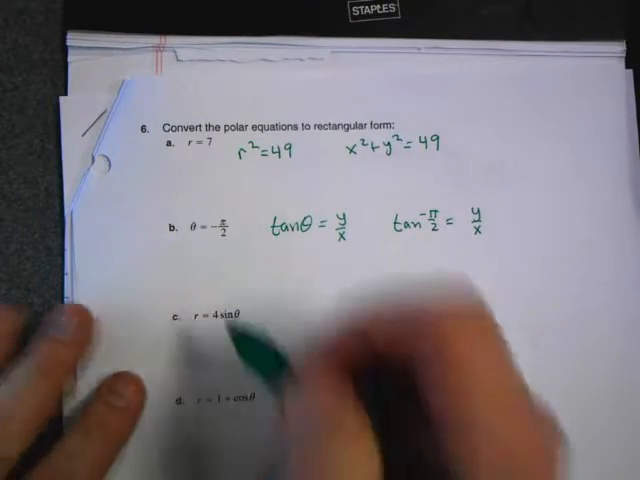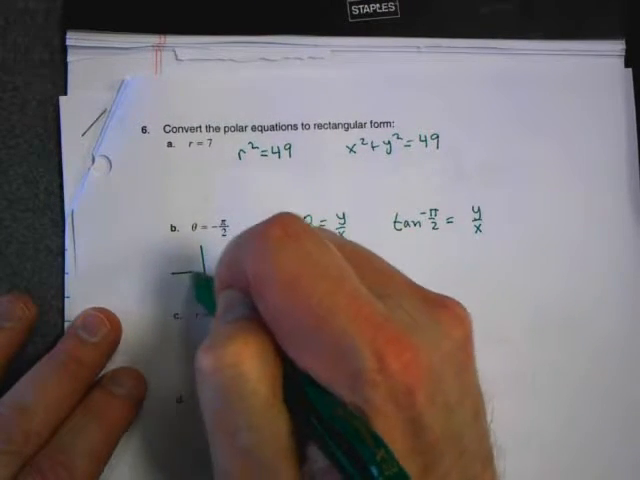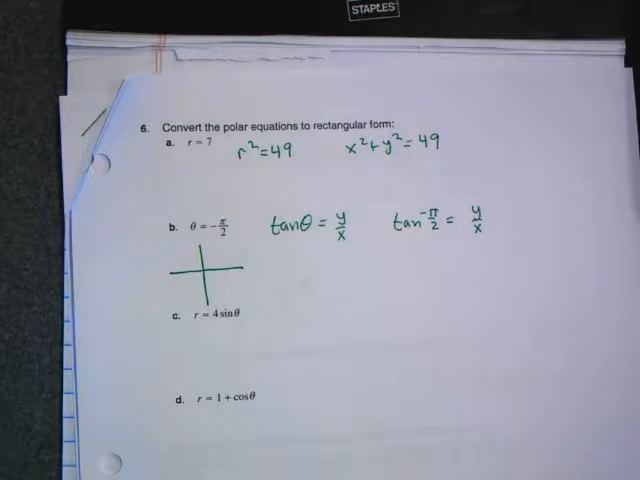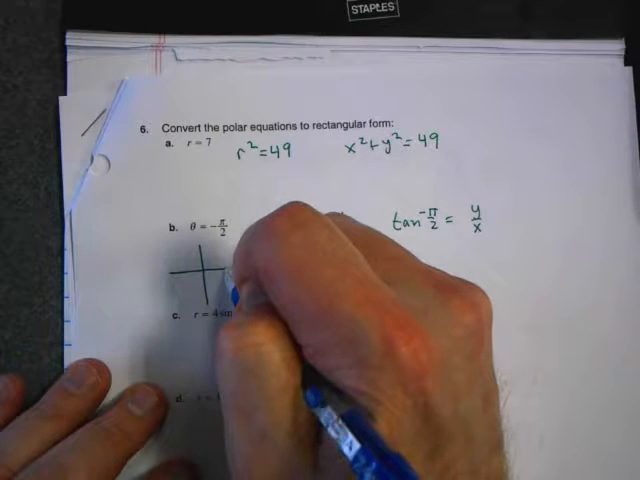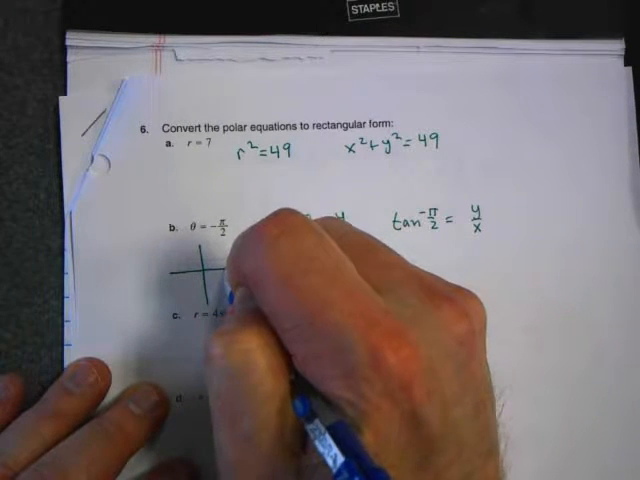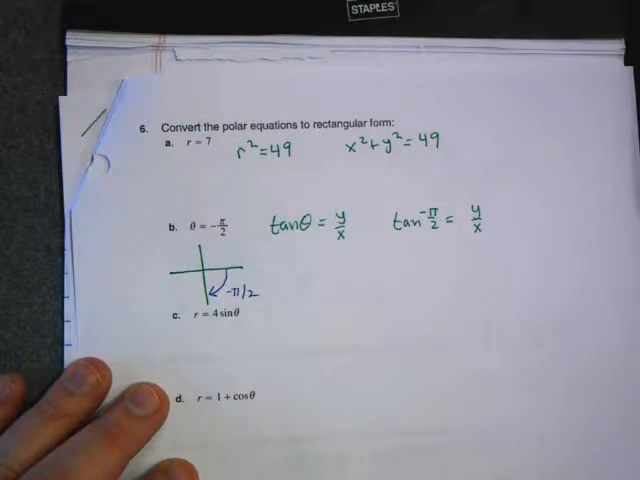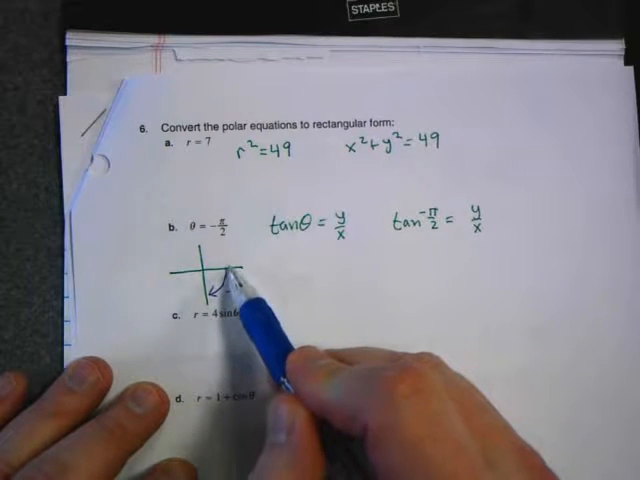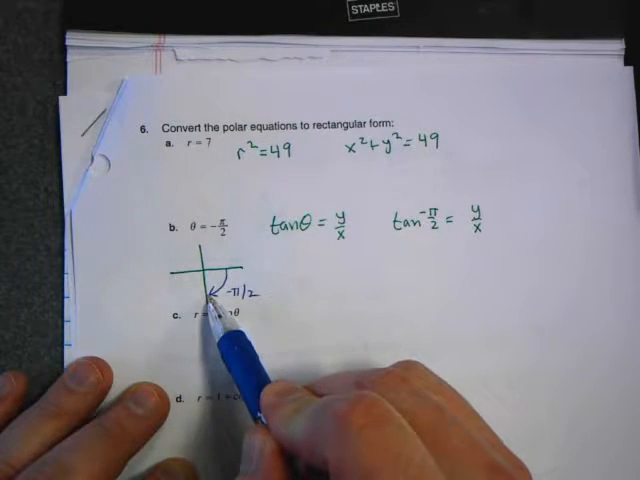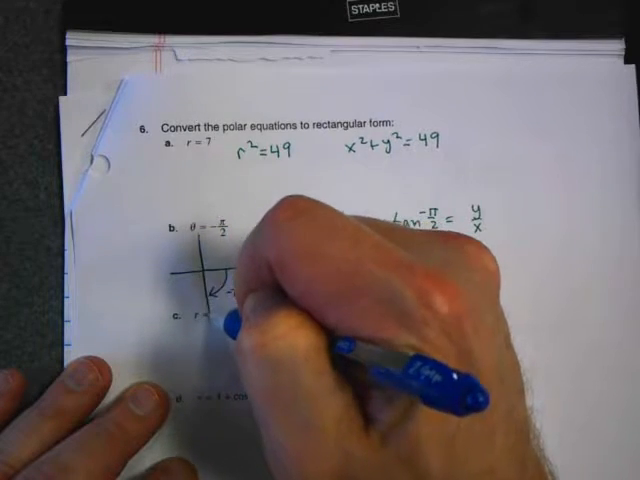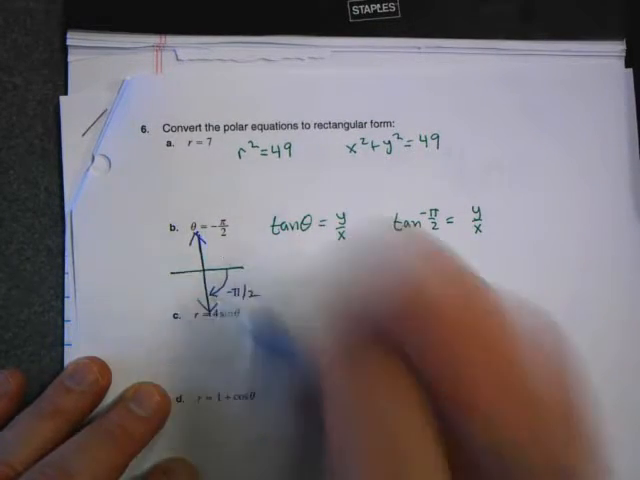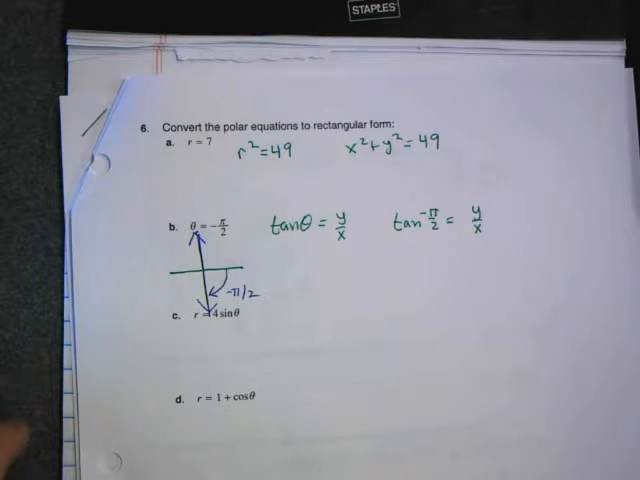All right. Let me ask you a different question. What if I were to graph this? What does negative pi over 2 look like? Is that angle negative pi over 2? So this is our angle, negative pi over 2. R can be anything I want. So since R can be anything I want, what I'm really looking at in this case is that line right there. So theta equals negative pi over 2 is really a fancy way of saying the y-axis.